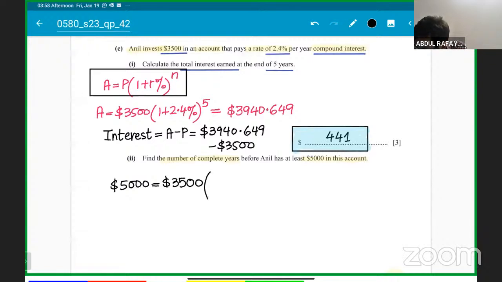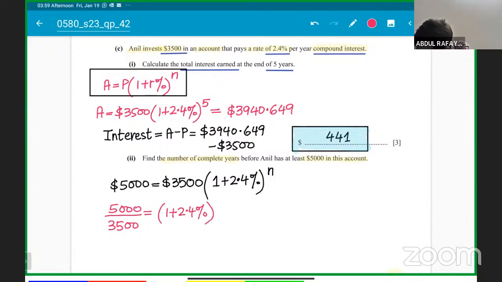It will be 3,500 into 1 plus 2.4% is the interest rate, okay? But in this case we don't know the number of years, so something will be unknown. Make sure you always show these things. Now you have to show the whole working. So just show 5,000 divided by 3,500 is equal to 1 plus 2.4% to the power of n.